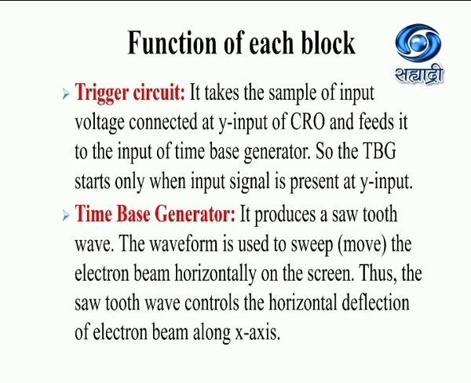After that we have time-base generator. So it produces a sawtooth waveform. The waveform is used to sweep, or you can say move, the electron beam horizontally on the screen. Thus, the sawtooth wave controls the horizontal deflection of electron beam along x-axis. So that's why this block is very important in the CRO, because it will produce the horizontal signal, or you can say the horizontal move for this electron beam. So by using this block, we can move our electron beam horizontally.